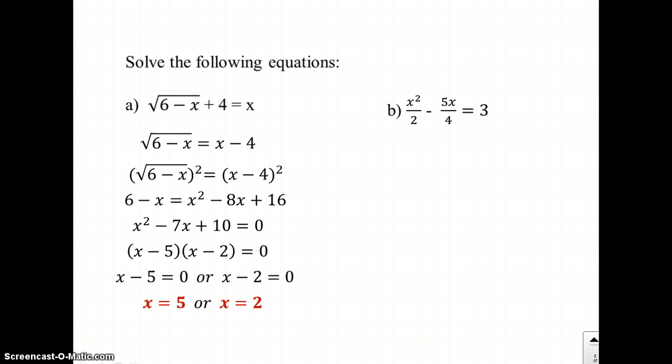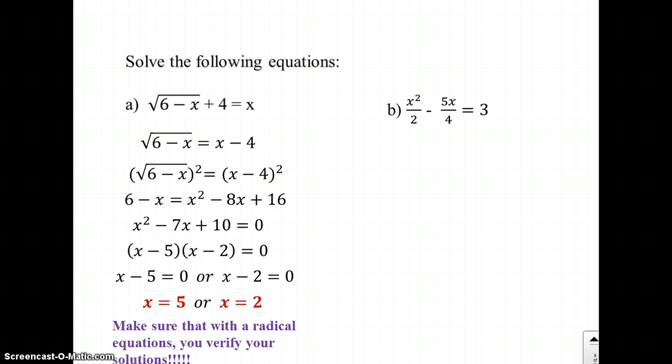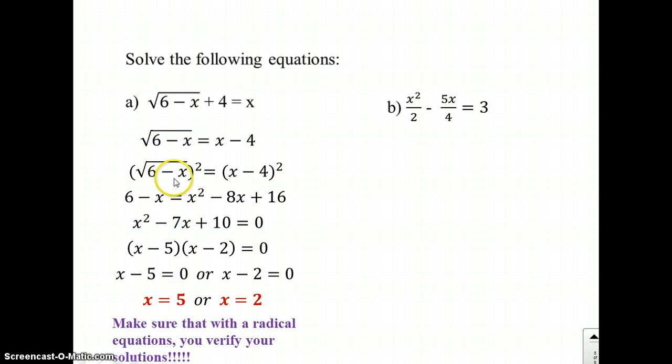Very, very important to remember. It's always important to verify, make sure your solutions are correct, but it is super important in a radical equation because we know we can't take the square root of a negative number. We would have a restricted domain, so to say. So we want to check and make sure these are correct. Always want to make sure we verify solutions with radical equations. So check these, make sure it works.